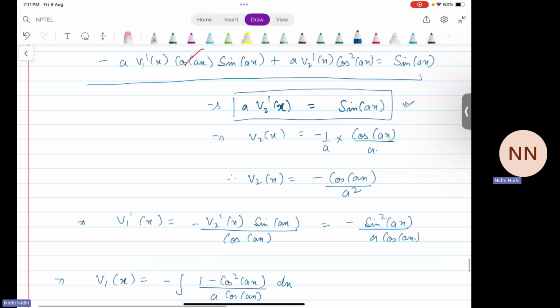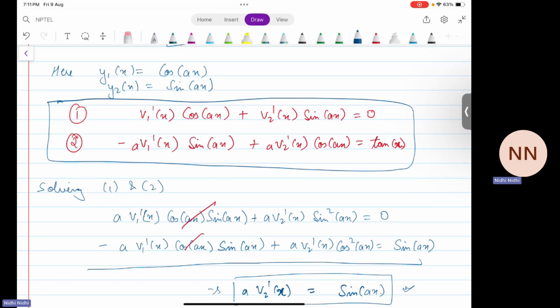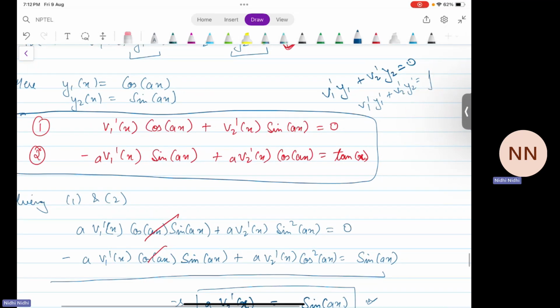The main important thing that one should remember is that v1 and v2 satisfy this type of equation: v1 dash y1 plus v2 dash y2 is equal to 0. And the second one is v1 dash y1 dash plus v2 dash y2 dash is equal to the function f, that was the non-linearity. Here it was tan x.